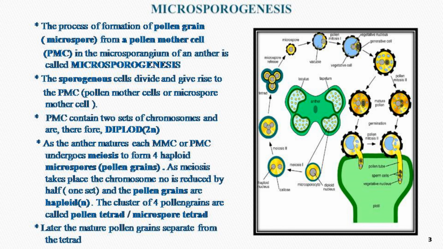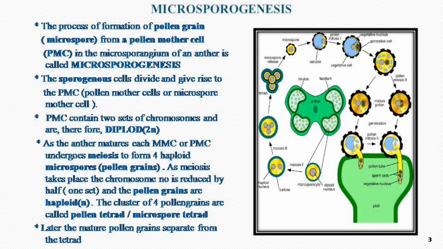Now, as we discussed the formation and development of the microsporangium, the structural details, and how they are developing, we are moving to the next topic, microsporogenesis. That is the process of formation of pollen grains, that is microspores, from a pollen mother cell in the microsporangium of an anther, and it is called microsporogenesis.